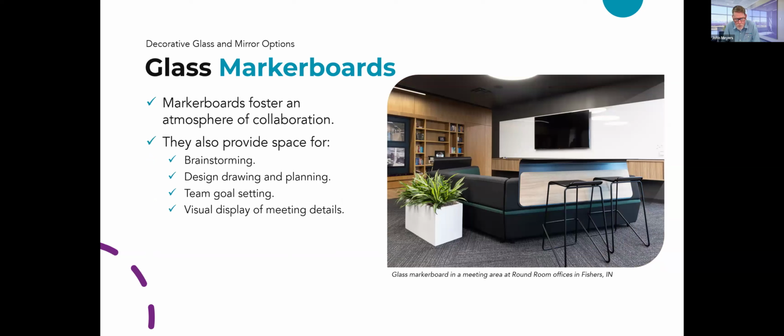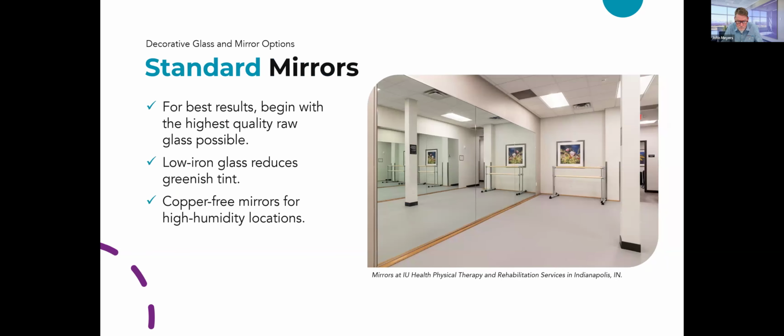Glass marker boards do foster an atmosphere of collaboration and provide space for brainstorming, design, drawing, and planning, team goal setting, and visual display of meeting details.